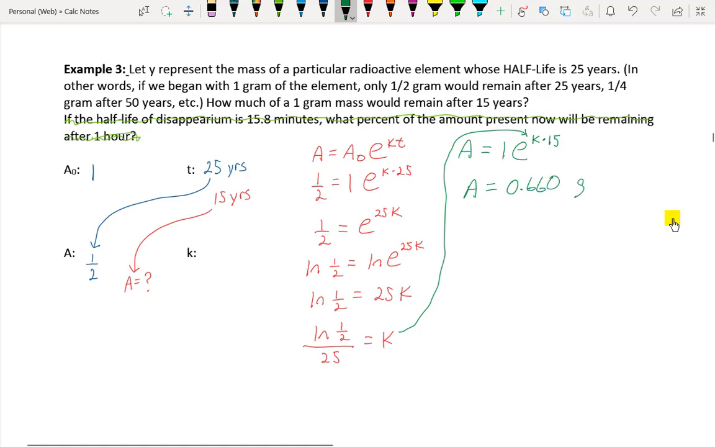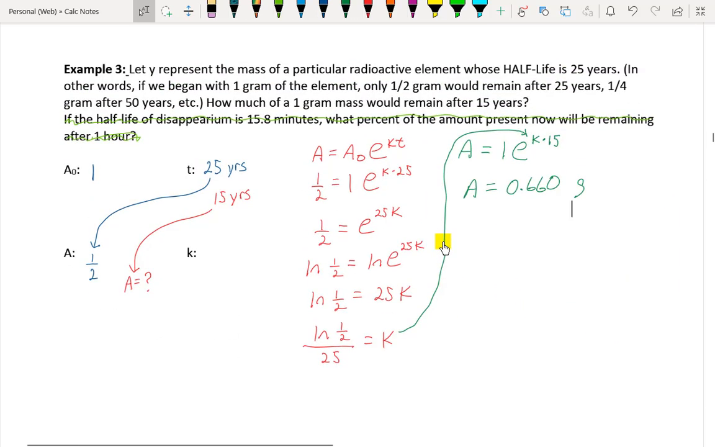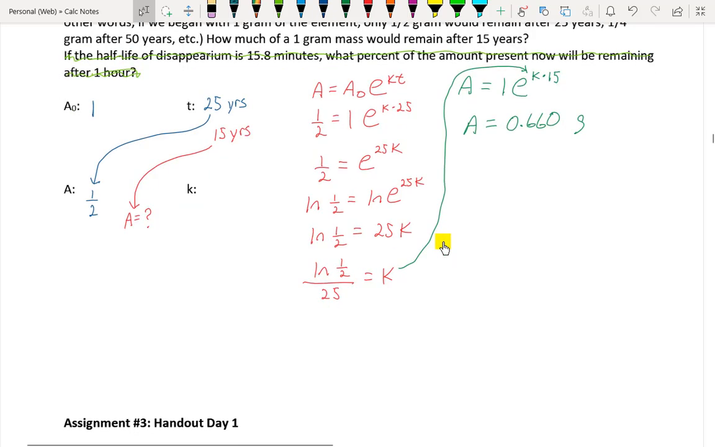0.660 grams would remain after the 15 years here. Okay? All right. Last one coming up here. Oops. And that's the one that disappeared on us here. Interesting. Okay. Well, we're going to bring this example down here. Let's see if we can do this down here.